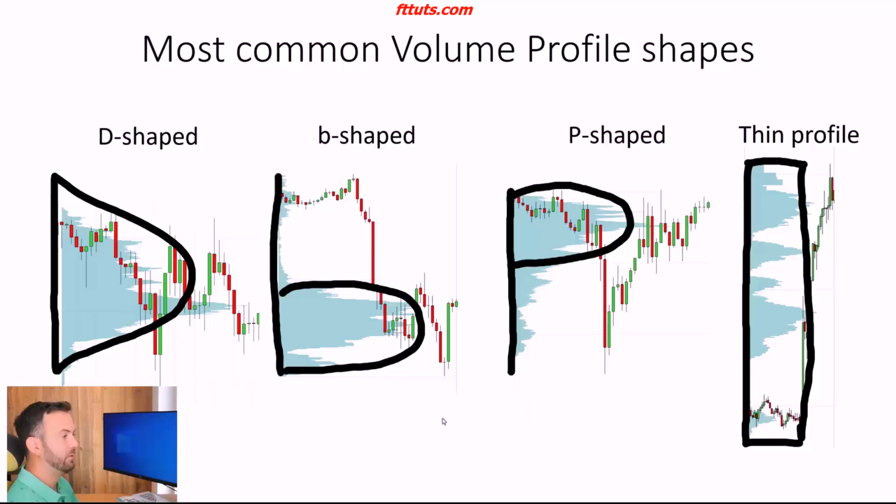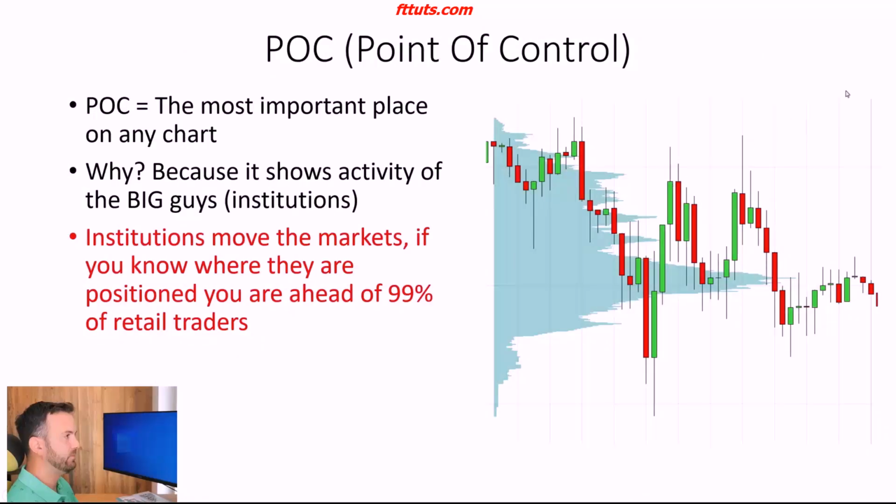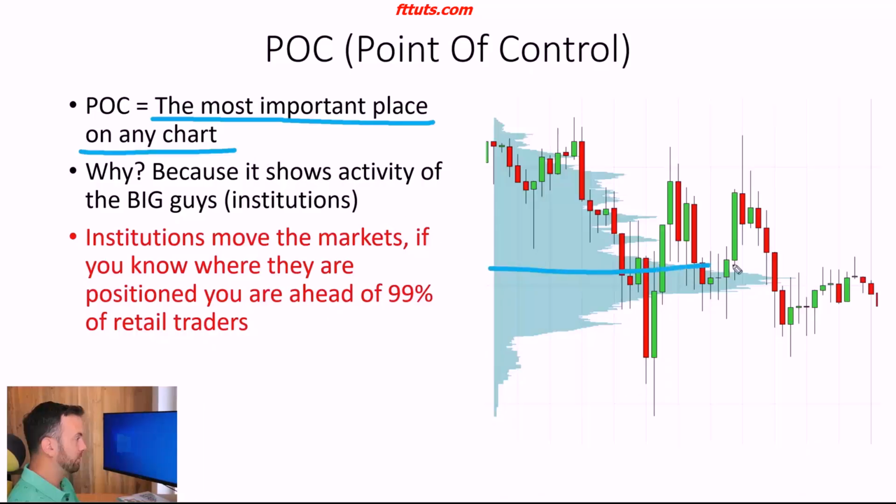And in each of those shapes, the point of control is the most important place. So, as I was saying, point of control is the most important place on any chart. The reason for that is that through volume profile, we basically track the big trading institutions, right? The big guys, the guys who move and manipulate the markets. And the point of control, the place where the heaviest volumes were traded, is basically the place where the big trading institutions were most active, where they placed most of their trades, right? So that's the most important place on the chart.